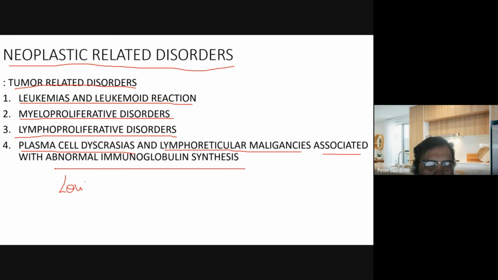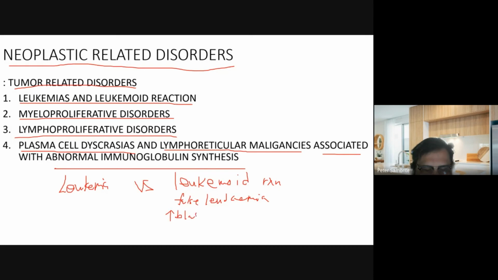So your leukemia class versus your leukemoid reaction. Now, when you say leukemoid reaction class, this is your false leukemia. In leukemoid reaction, you would have increased blasts, not due to neoplasm or cancer, but due to infection.